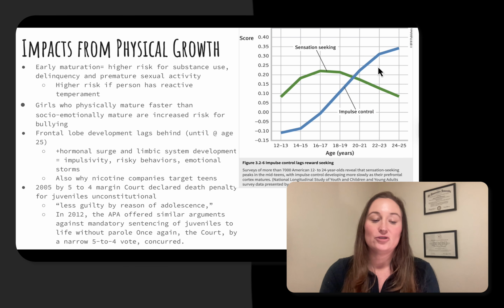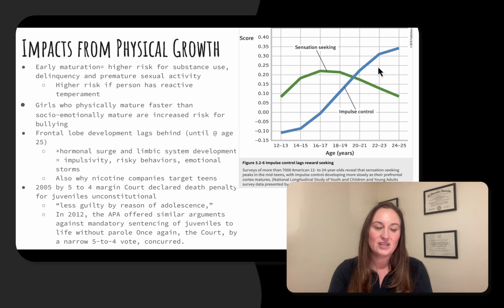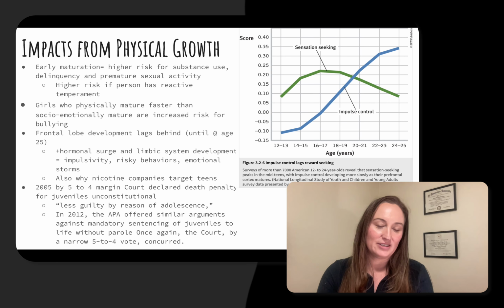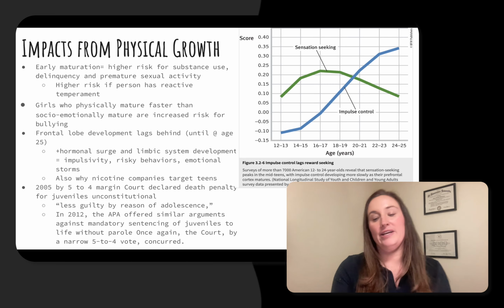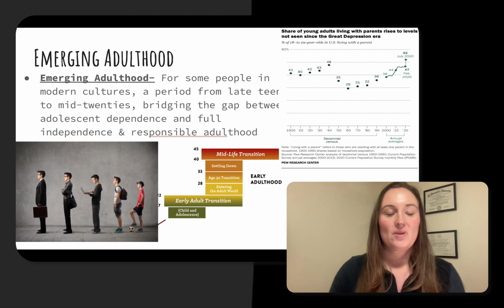And in 2012, the APA offered similar arguments against mandatory sentencing of juveniles, like life without parole. And once again, the court did agree by another narrow margin.